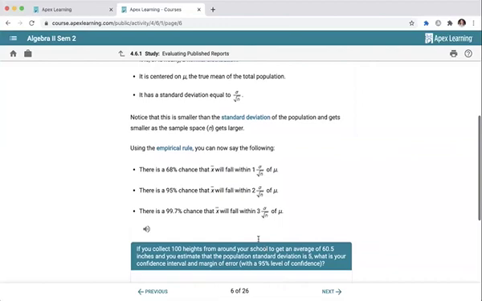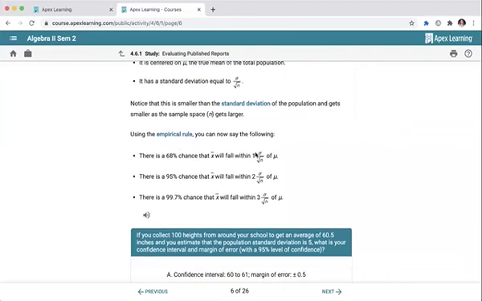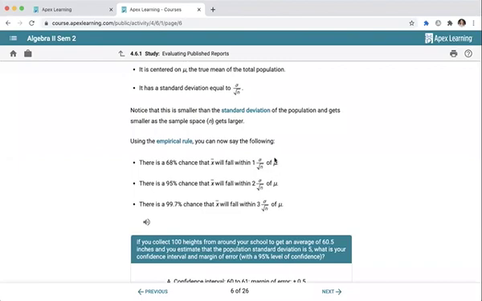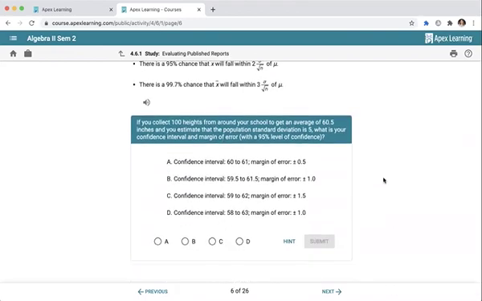And again, the empirical rule is saying that one standard deviation away from our mean has 68% of the data. Two standard deviations away from our mean has 95% of our data, and three standard deviations away from our mean has 99.7% of our data.